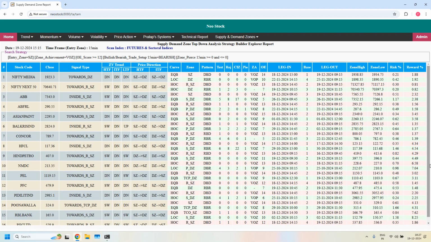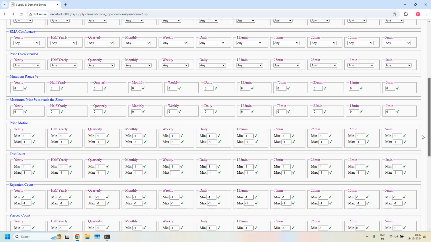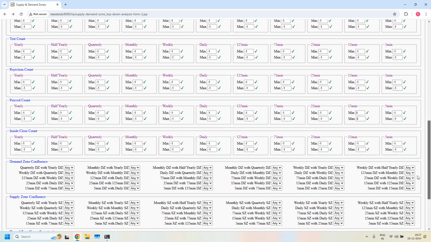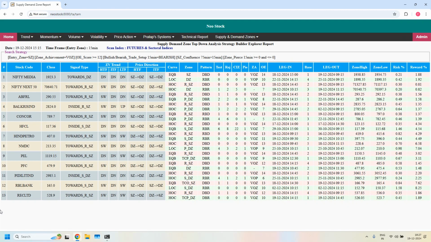All these 16 stocks are supporting bullish trade setup for daily income trade. Sorry for the mistake, bearish trade setup for daily income trade. So total 16 stocks. Okay, out of the 16, let us filter high probability trade setups based on LTF and ITF supply zone confluence, that is 15 minutes and 75 minutes supply zone confluence. I am enabling that filter. With this filter, out of 16 stocks, we got 13 stocks.